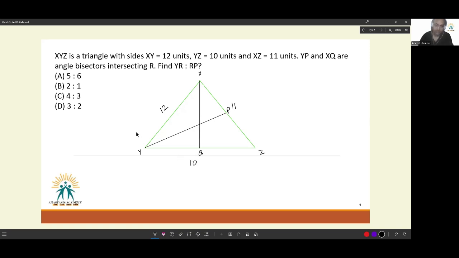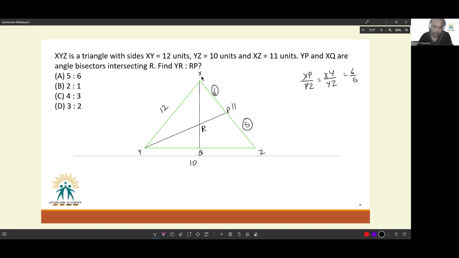If they are angle bisectors, according to the angle bisector theorem, XP by PZ should be equal to XY by YZ, or XP by PZ will be in the ratio 6:5, 12:10, 6:5. If 11 is divided in the ratio 6:5, XP is 6 itself, PZ is 5 itself. Absolutely wonderful.